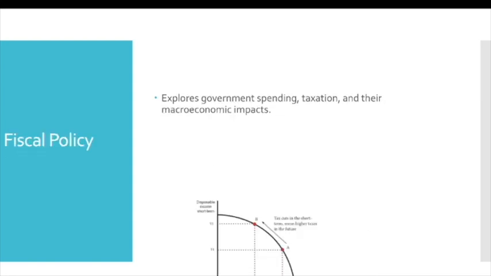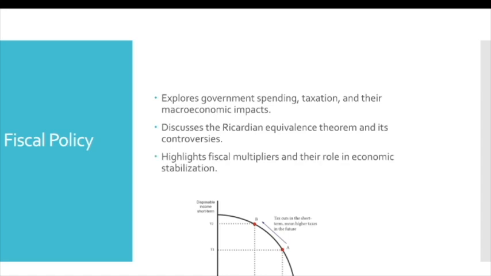Chapter 9 is the focus of fiscal policy. This is about government spending and taxes and how they affect the economy. We talk about concepts like Ricardian equivalence. Does government borrowing really matter? And fiscal multipliers, which measure how effective spending can be.